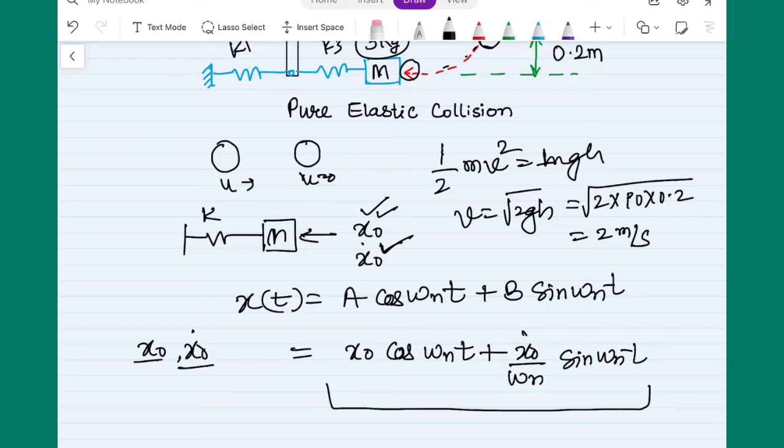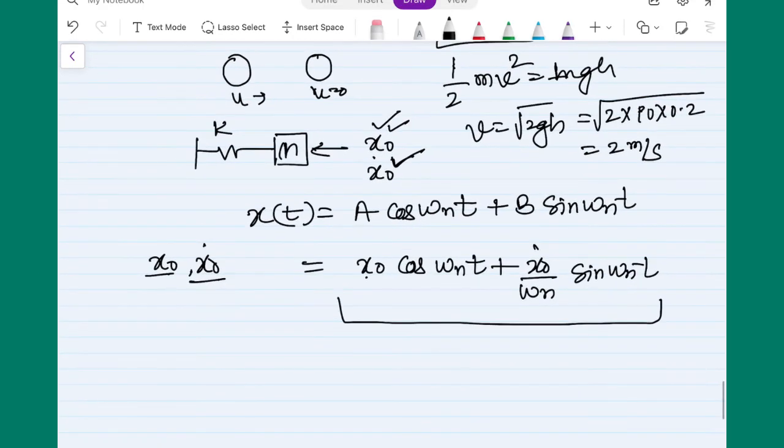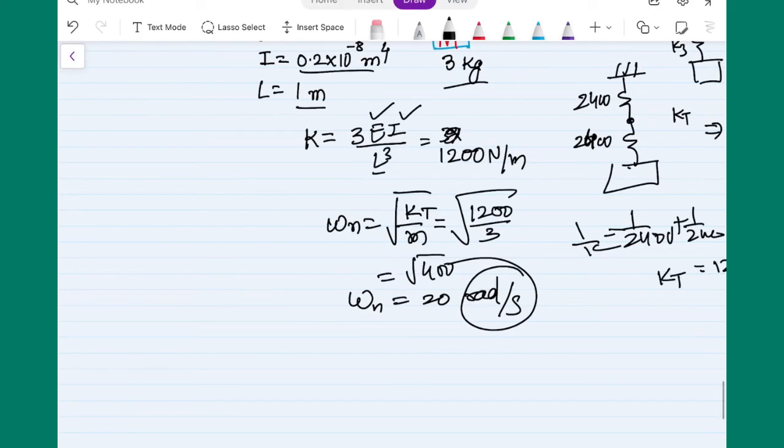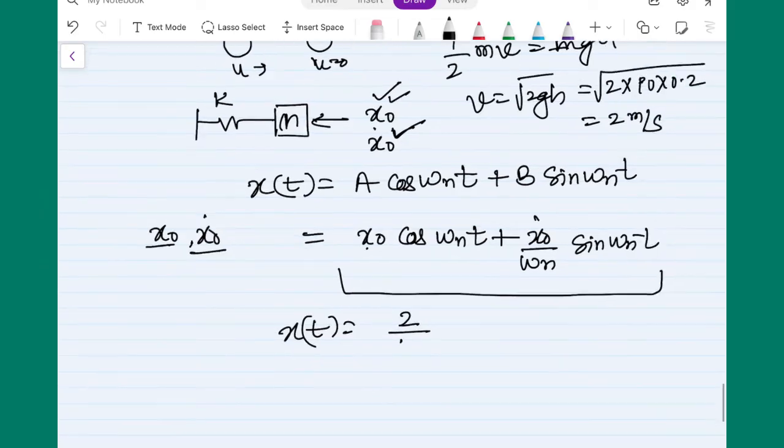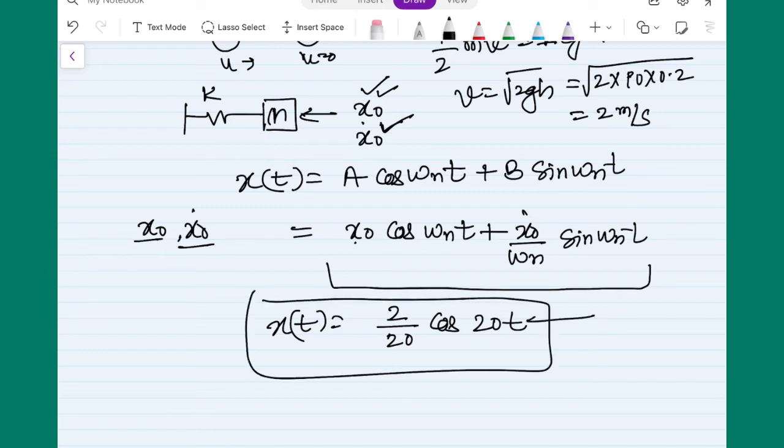So this would be my final response, and here we know that x naught is 0 because the pendulum is just striking, and whenever we have a collision kind of thing, the input condition is just velocity; there will not be any displacement. That means x naught is 0 here, so my response will be 2 by the natural frequency. We calculated earlier that the natural frequency is 20 radians per second, so it will be 2 by 20 cos 20t. This is the response. I can put any value of time and get the position of my mass.